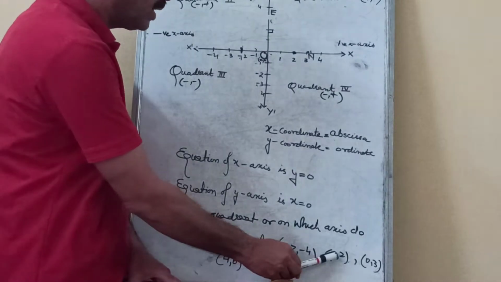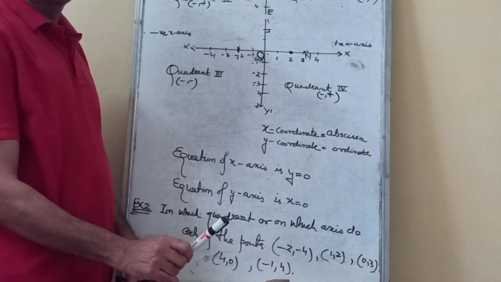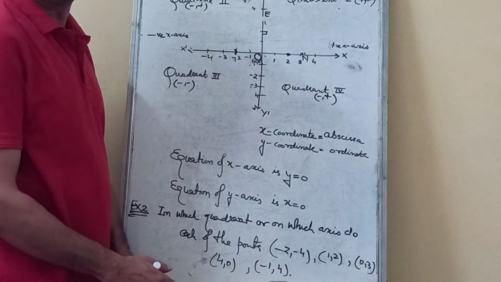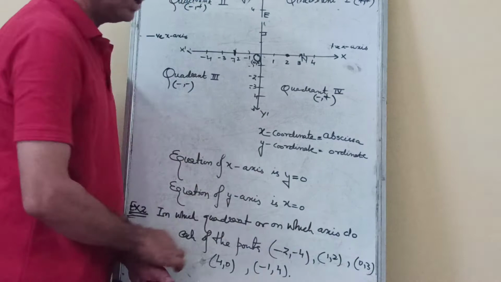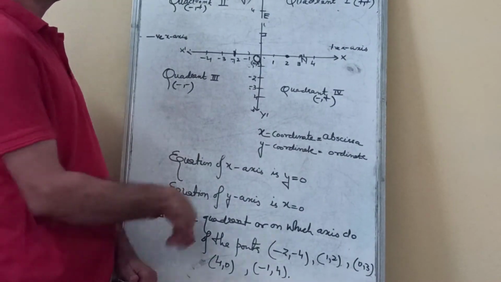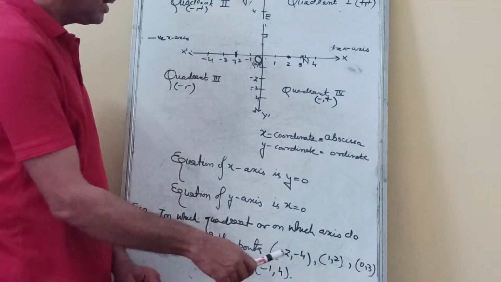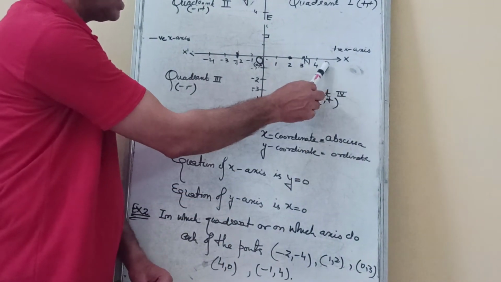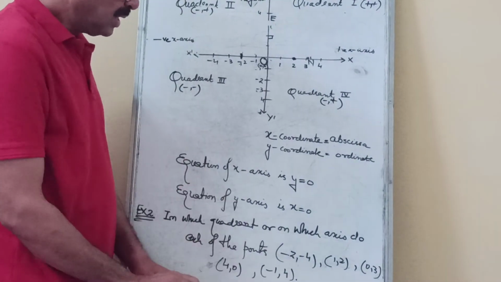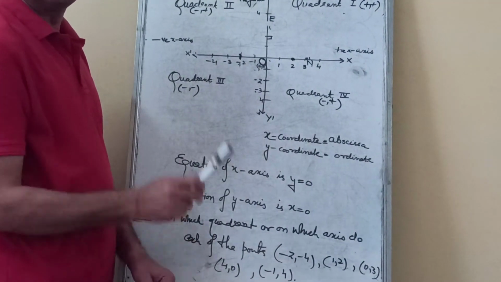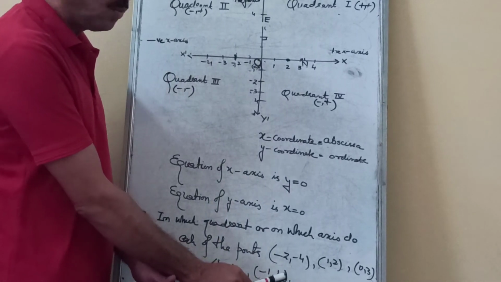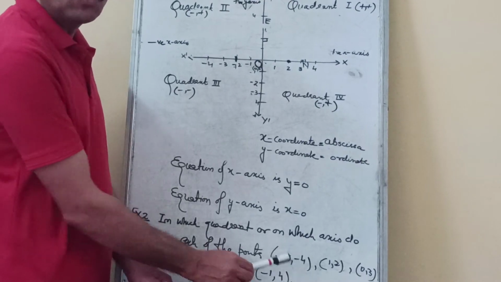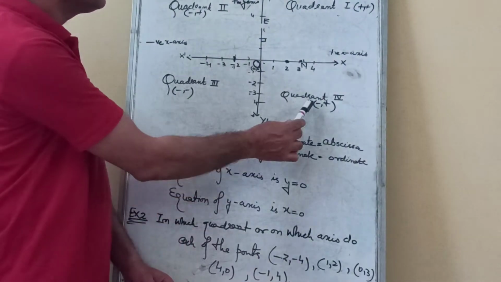Now the second point is (1, 2). Here the value of x is plus and the value of y is plus. So this will lie in the first quadrant. And third is (0, 3). Here the value of x is 0, so this will lie on the y-axis. And next is (4, 0). Here the value of y is equal to 0, so this will lie on the x-axis. And one more is (-1, 4). So the coordinate of x is -1 and the coordinate of y is 4. So this will lie in the second quadrant.